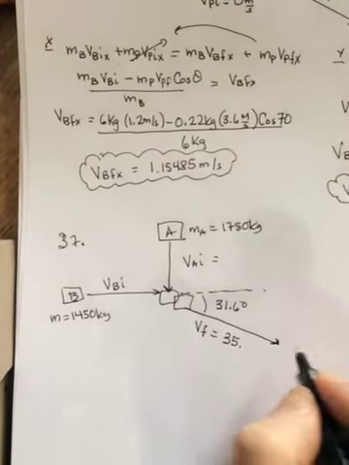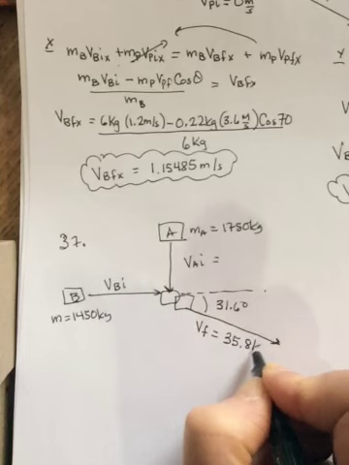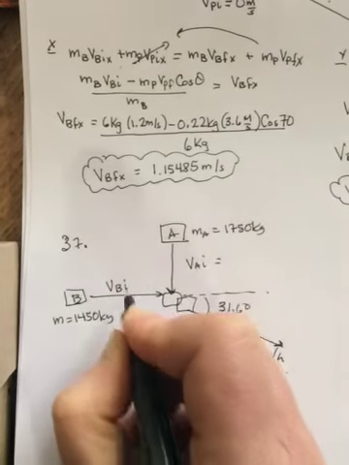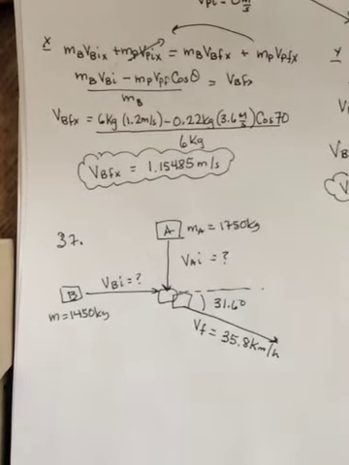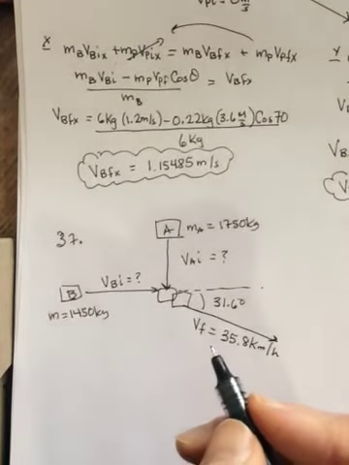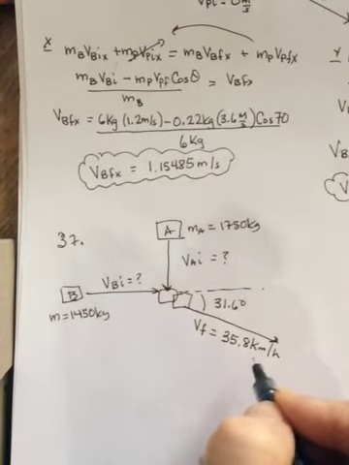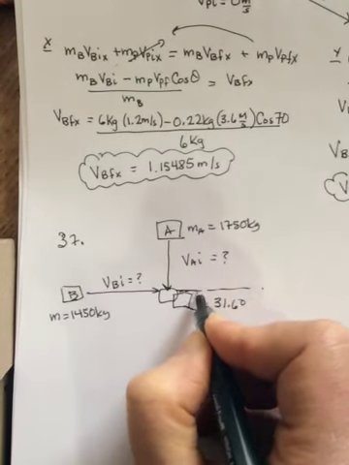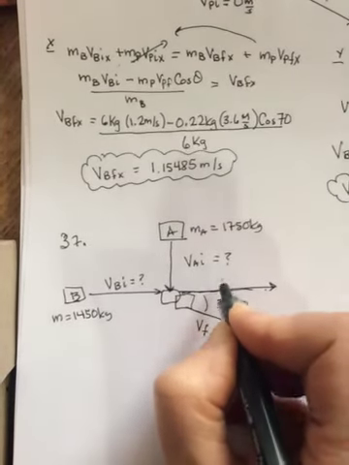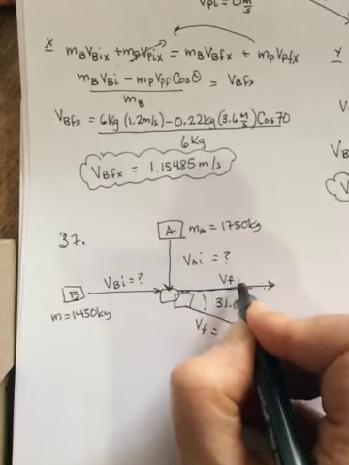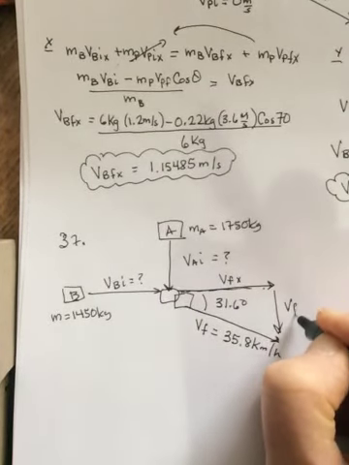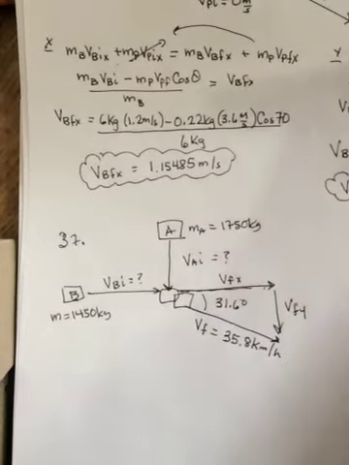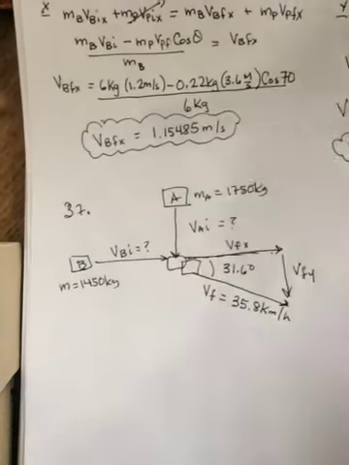Yeah, 35.8 kilometers per hour. And it wants to know what is VBI and what is VAI. Okay, now you could change these into meters per second if you want, but you really don't have to because they're just asking for speed. This will be V final in the X direction, and this will be V final in the Y direction. And all we're going to do is sum of the momenta again.